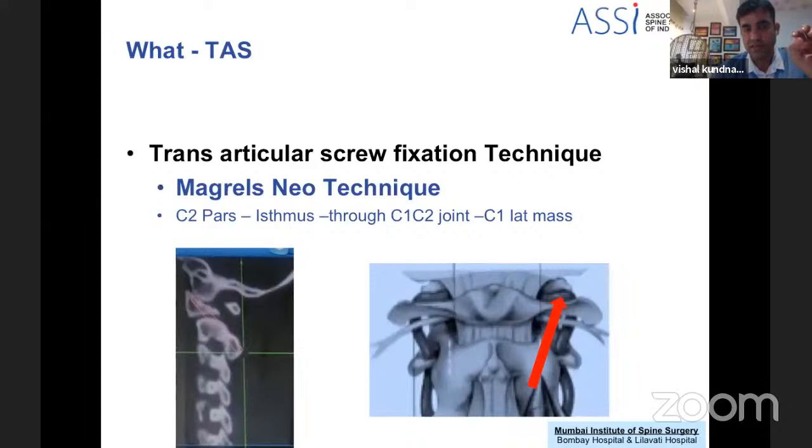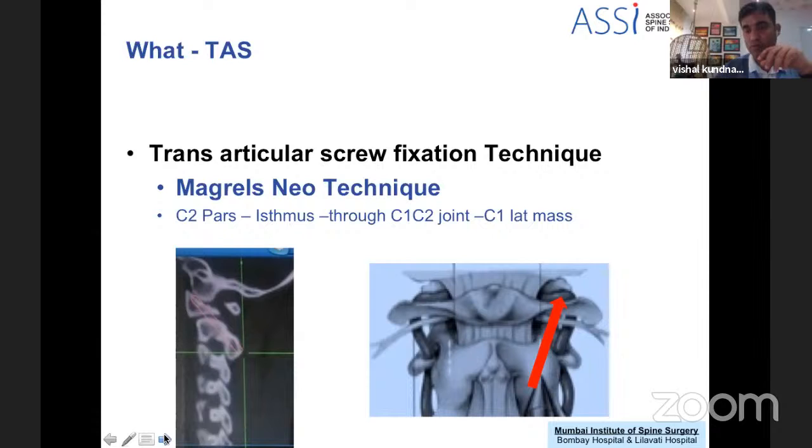Transarticular screw fixation is a screw fixation which runs from the C2 entry point lamina through the C2 pars, going through the isthmus, passing from the C2 joint into the C1 joint, entering and ending into the C1 lateral mass. So that's the kind of trajectory. So a screw passing from C2 going all the way into C1 and engaging three-dimensional fixation points in an oblique manner and fixing the C1, C2 joint to give the absolute rigidity. And this is what transarticular screw is all about.